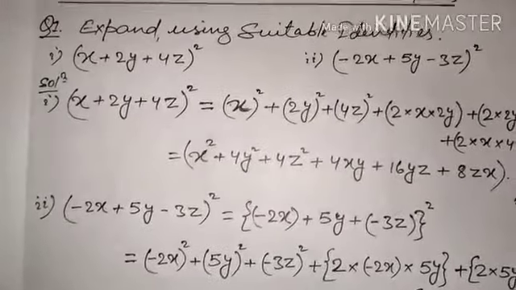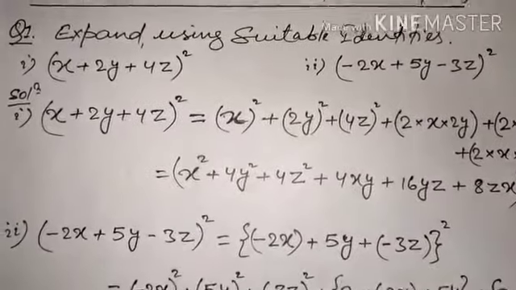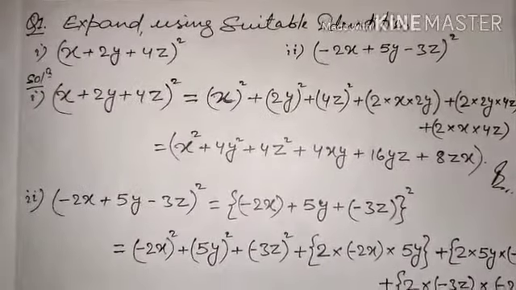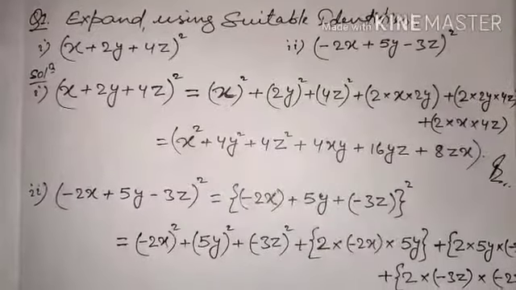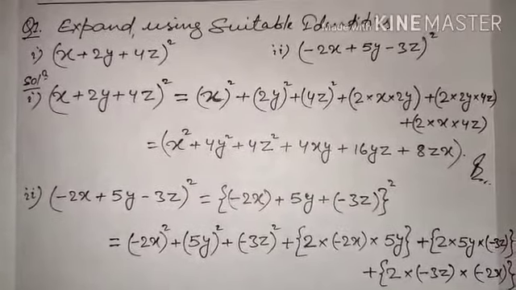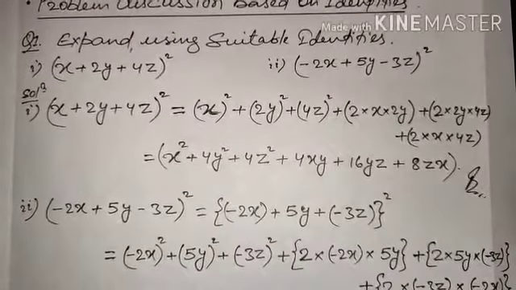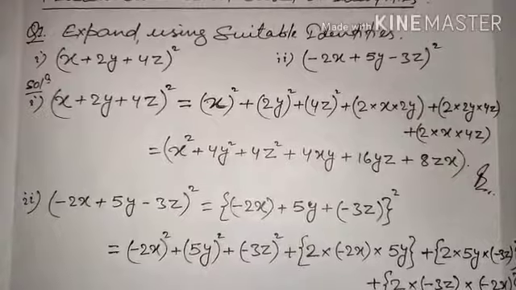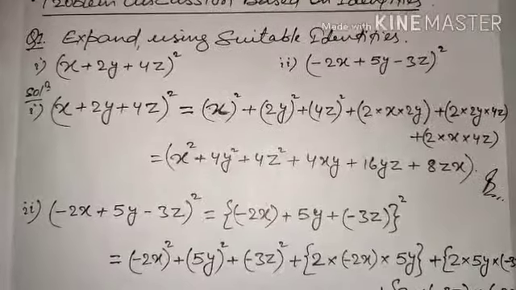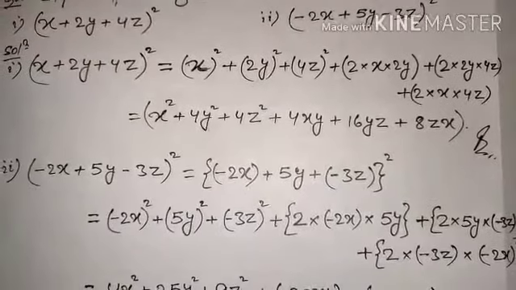So today I had taken two questions for you to discuss, which are based on one of the identities, that is x plus y plus z whole square is equal to x square plus y square plus z square plus 2xy plus 2yz plus 2zx. So I had taken two questions. Let us start now. The question is: expand using suitable identities. We know the identity that we are going to use according to the question, and the questions based on other identities we'll see in the next class.